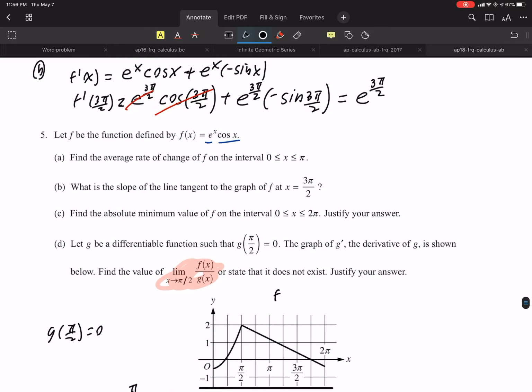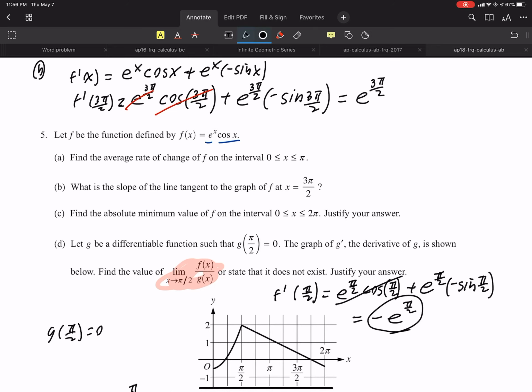So side work, I'm going to do f prime at pi over 2. And so I'm taking this equation and plugging in pi over 2. So it's e to the pi over 2. I may have found that on the last question. I can't remember. Cosine pi over 2. I erased it also. E to the pi over 2 minus sine pi over 2. Well, that's going to be 0 because cosine of pi over 2 is 0. So sine of pi over 2 is 1. So it's going to be negative e to the pi over 2. That's going to be the top.